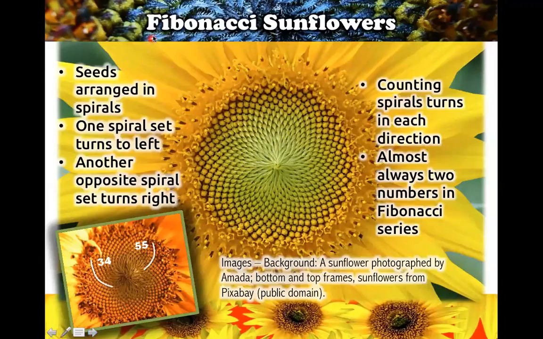Okay, so let's have a look at Fibonacci sunflowers here. The seeds are arranged in spirals. One spiral set turns to the left, another opposite spiral set turns to the right. Now here's where you can get much higher Fibonacci numbers because the seeds are tightly packed into a small space and the seeds are really tiny. So, 34 and 55, those are larger Fibonacci numbers. Counting the spiral turns in each direction, almost always the two spiral turn numbers end up being Fibonacci numbers.